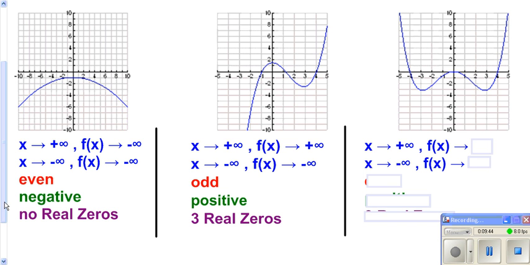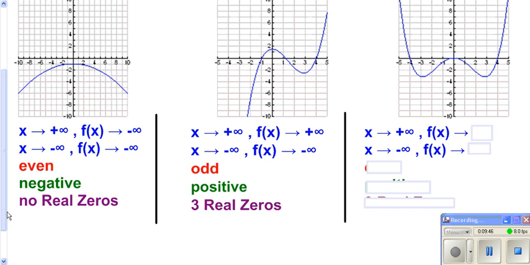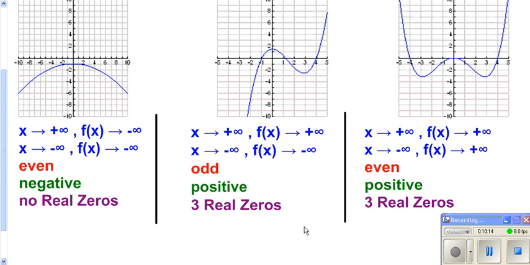Then we're going to take a look at the far right one over here. Since it goes up on both sides, does the same thing, you know it's even. As you go far to the right, we go up, so that's positive infinity. Go far to the left, that's up, so that's positive infinity. Also, since we go up on both sides, it's even, and going up leads us to a positive leading coefficient. How many times do we touch or cross the x-axis? 3 times, so we're going to say we have 3 real zeros.